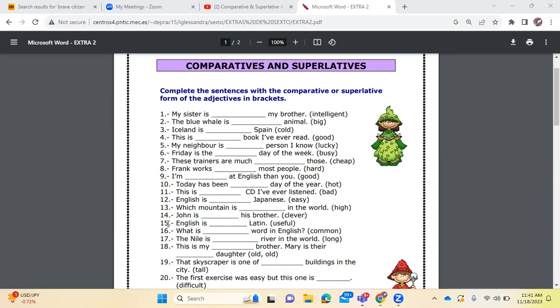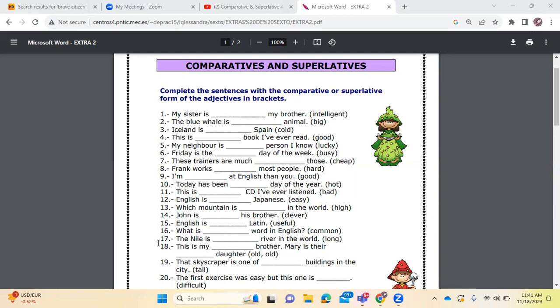Number 15. English is blank Latin. We are again comparing two, English and Latin, right? English is more useful than Latin.